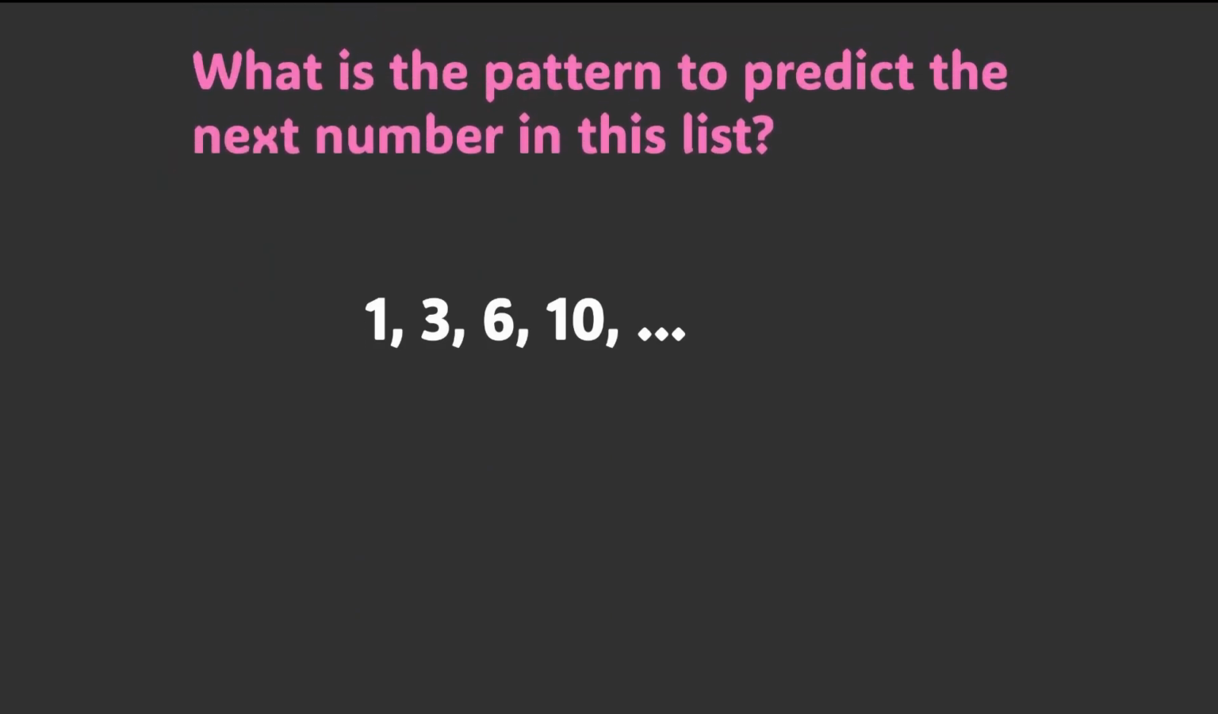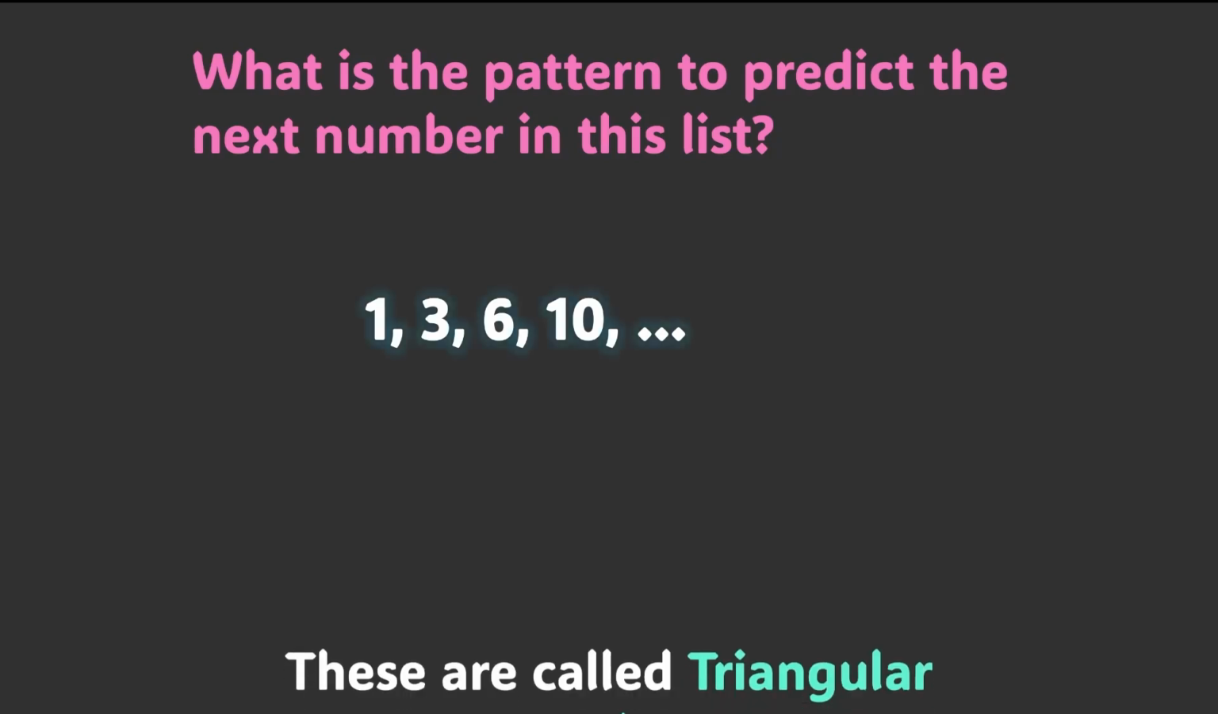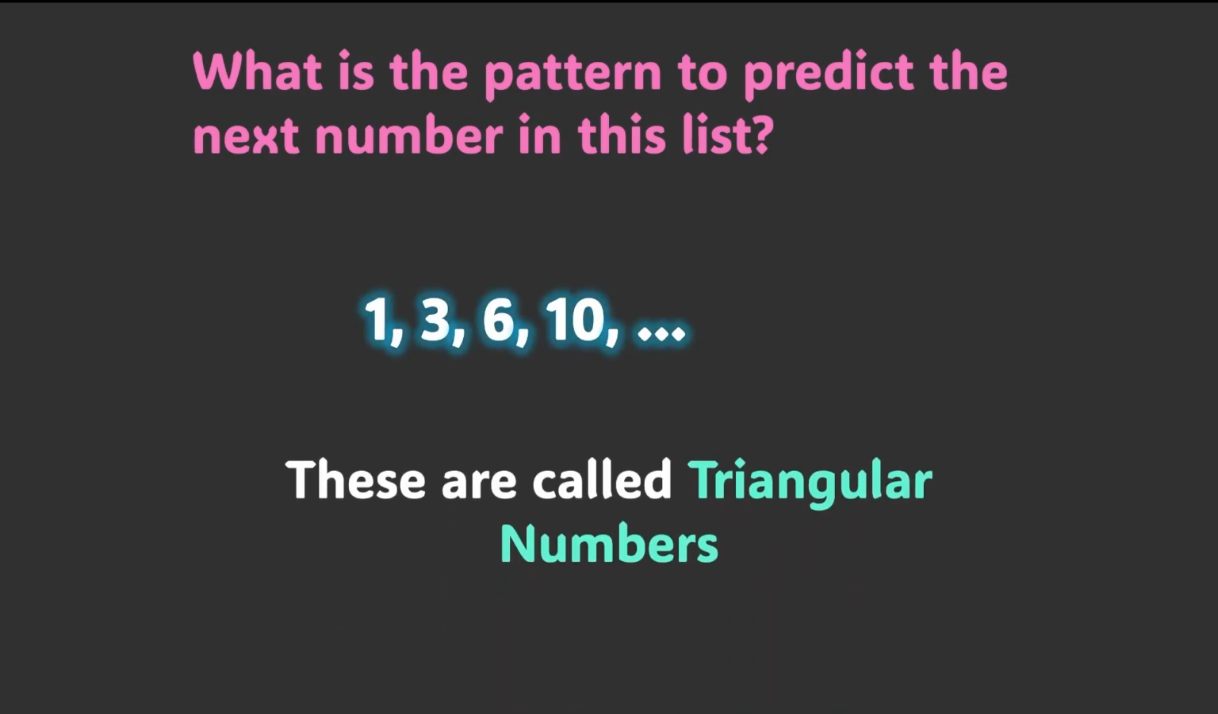Let us see another interesting number sequence. Notice any pattern here? If not, here's a hint. These numbers are called triangular numbers. Now, there are multiple ways to find a pattern here, but we will try to do it pictorially. As the name of this sequence suggests, these are triangular numbers.